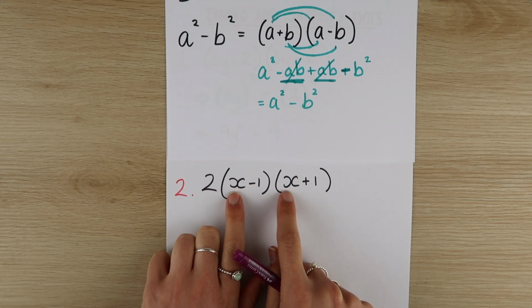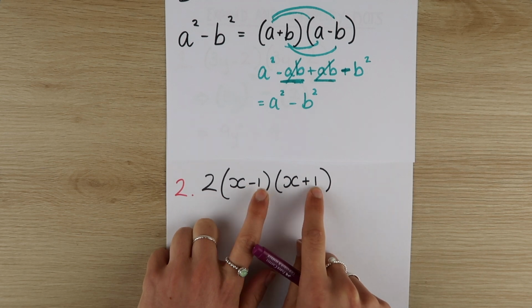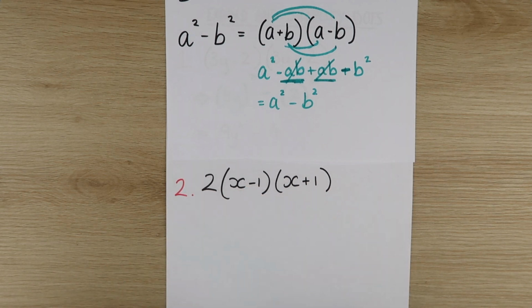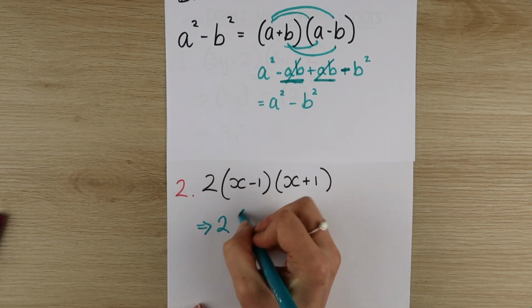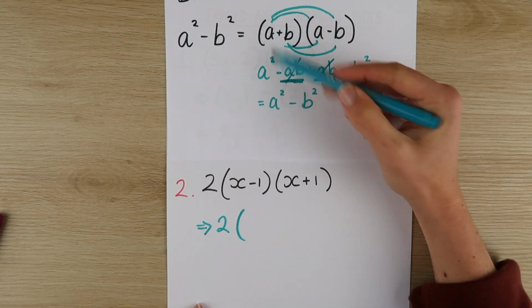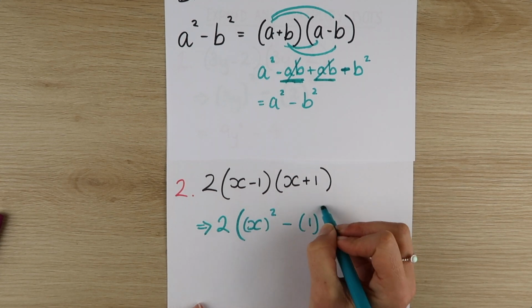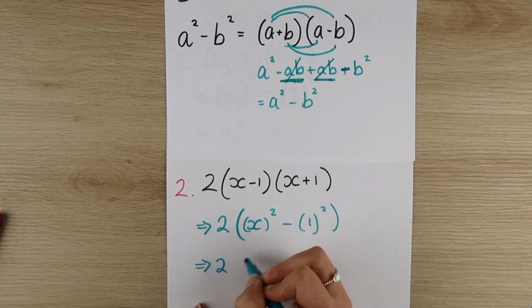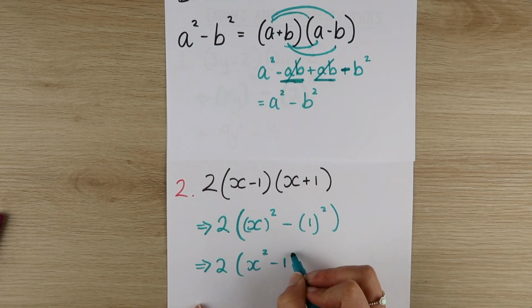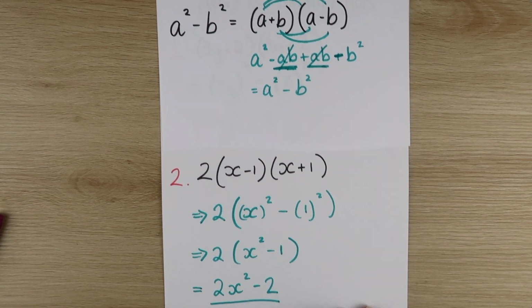And as you can see again, these two are the same, got x and x, and then I've got a minus and a plus 1, which means I can use the difference of two squares rule. 2 out the front, then whatever a is squared, so it's x squared minus 1 squared, which is 2x squared minus 1. And then the final step is to just expand that 2. So 2x squared minus 2. And that's your answer. Alright, so that was the difference of two squares rule.